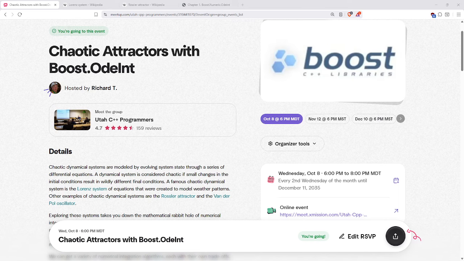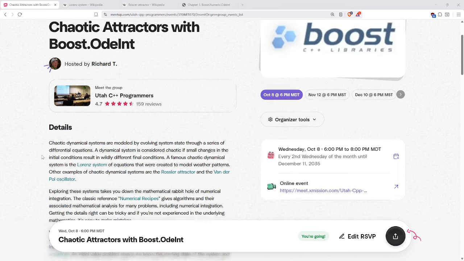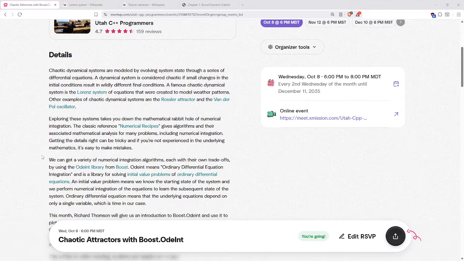Okay, so this month we are talking about chaotic attractors using boost.odeint. This is a library in Boost for numerical integration of ordinary differential equations. And we'll go a little bit into some of the math here, but we're not going to be super drilled down on all the mathematics details. It's well covered in many textbooks, and you can get information from Wikipedia and so on.